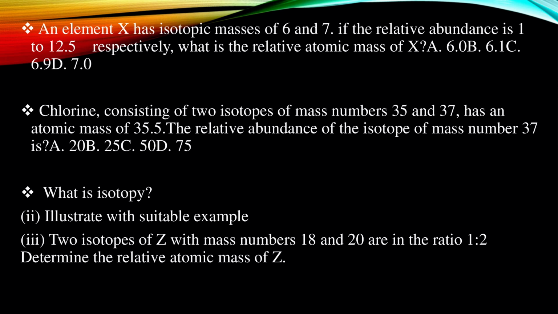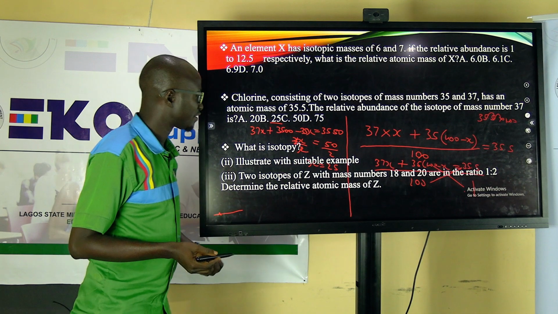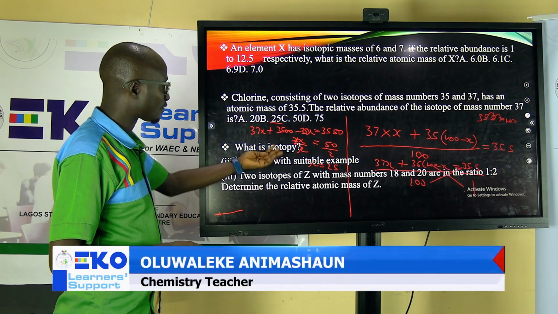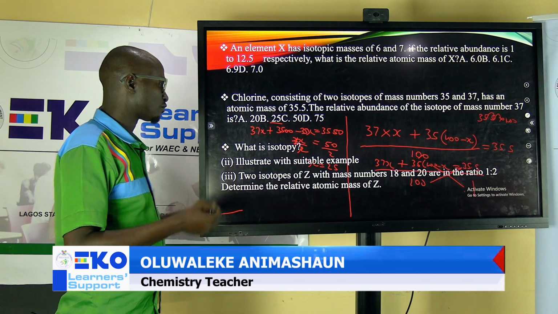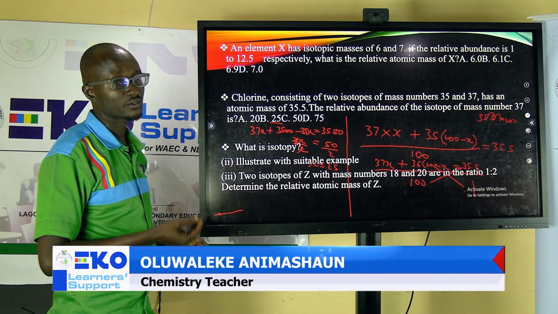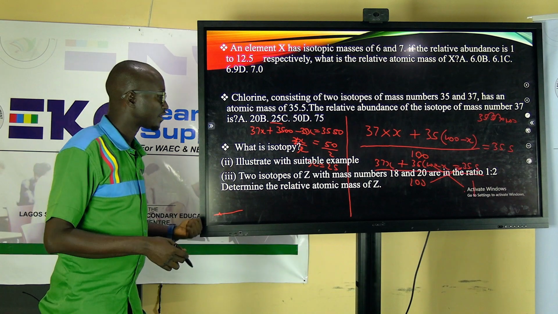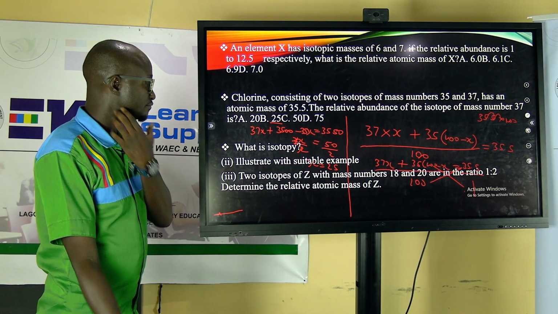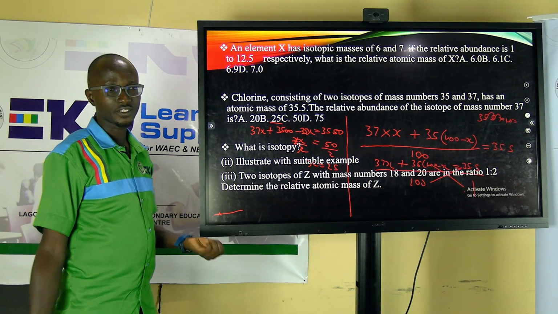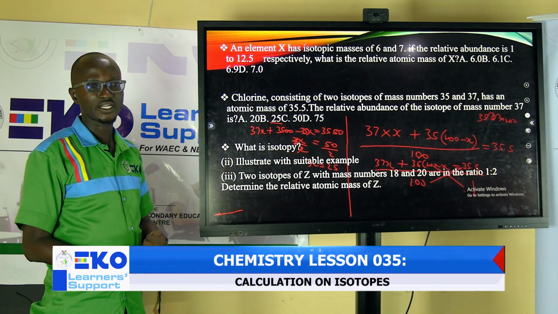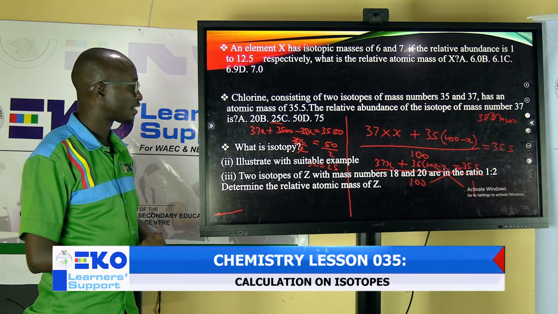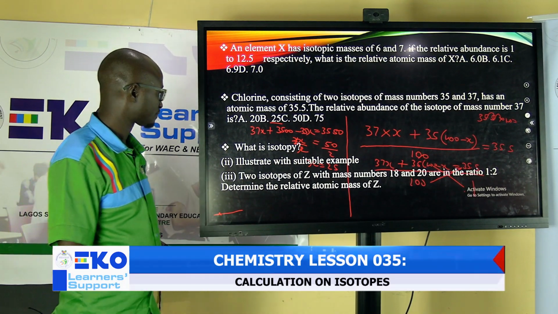Illustrate with a suitable example. Wow, we have many examples. We have many what? Examples. These are our questions. One of such examples is chlorine 35 and chlorine 37. Chlorine 35 and chlorine 37. We also have hydrogen, deuterium, and tritium. The three of them are isotopes of what? One another.